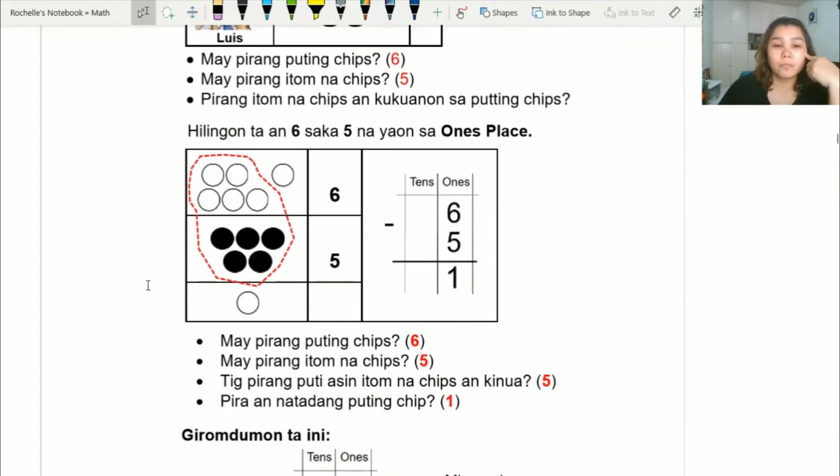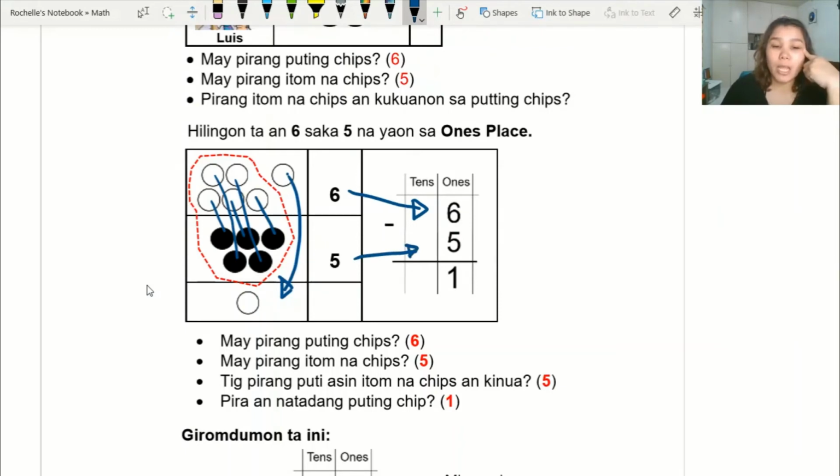Kagaya nito, illustrated, ito, taken away, taken away, taken away, taken away, taken away. So, we have 1, 2, 3, 4, 5 were taken away from the 6. So, ano yung hindi nakasama? Ito, 1. Kaya, below, yan na lang ang natira. So, to write it, 6 minus 5, so yan, it's written above, and then ito naman is written below. So, 6 minus 5 is 1.